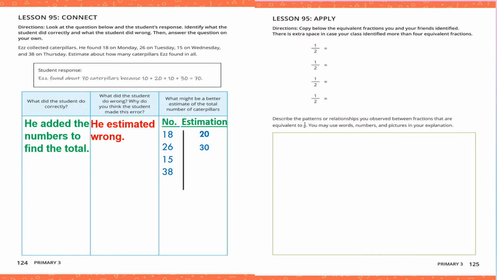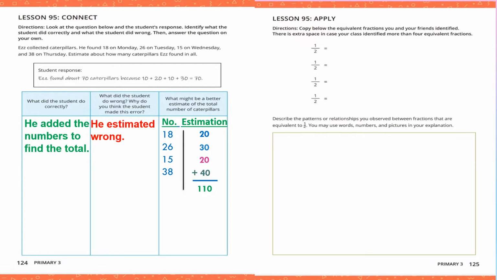In the same way, 15 is between 10 and 20. Here we have 5, so it will be 20. 38 will be 40. Then we will add them to find the total. 20 plus 30 plus 20 plus 40 equals 110. So we have here 110 caterpillars.